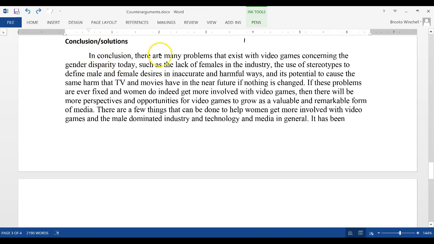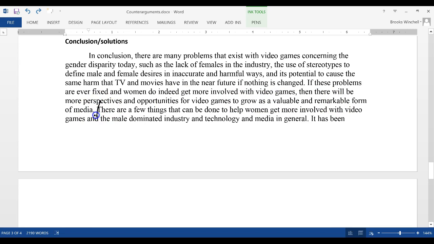So this person starts here. "In conclusion, there are many problems that exist with video games concerning the gender disparity today, such as the lack of females in the industry, the use of stereotypes to define male and female desires in inaccurate and harmful ways, and its potential to cause the same harm that TVs and movies have in the near future if nothing is changed. If these problems are ever fixed and women do indeed get more involved with video games, then there will be more presentations and opportunities for video games to grow as a valuable, remarkable form of media."